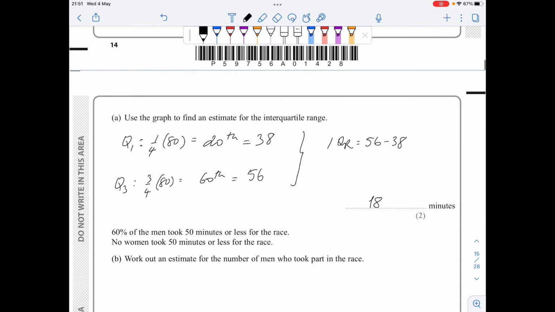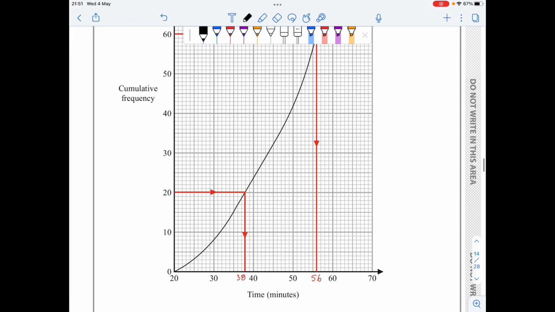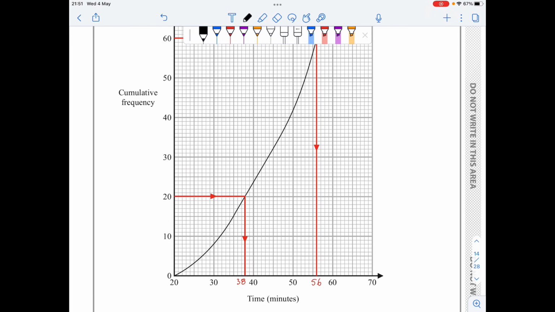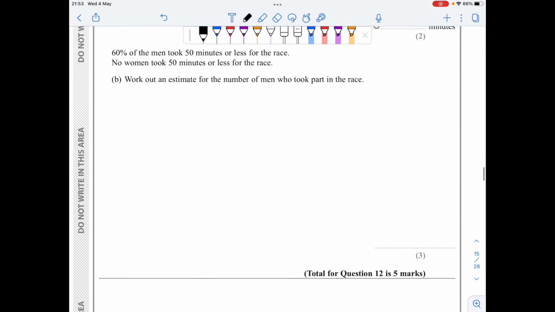Now for part B, we're given that 60% of the men took less than 50, but no women took less than 50. So what I'm going to do is go to the graph and find the total number of people that took 50 minutes or less. The answer I get is 42. This means that 42 people took 50 minutes or less.